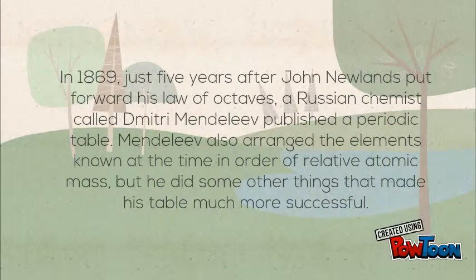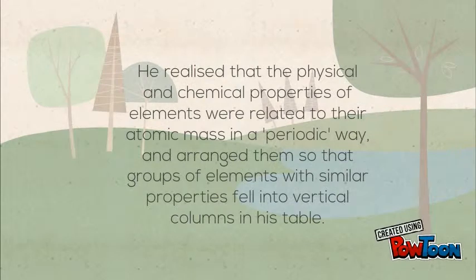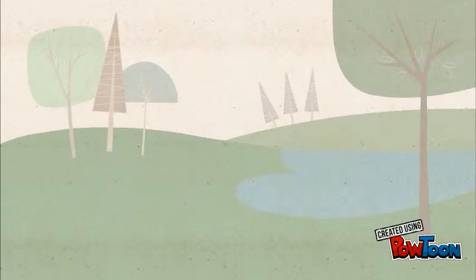In 1869, just 5 years after John Newlands put forward his law of octaves, a Russian chemist called Dmitri Mendeleev published a periodic table. Mendeleev also arranged the elements known at the time in order of relative atomic mass, but he did some other things that made his table much more successful. He realized that the physical and chemical properties of elements were related to the atomic mass in a periodic way, and arranged them so that groups of elements with similar properties fell into vertical columns in his table.